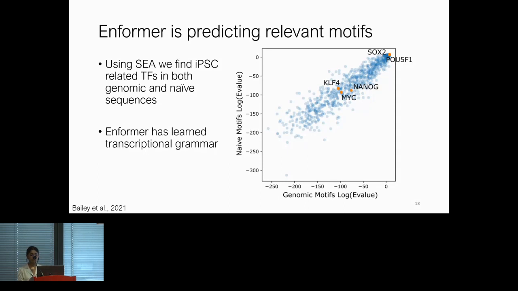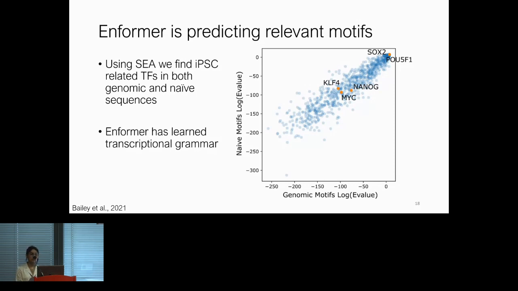And each point is a transcription factor from the JASPAR database. What's really interesting is we see three major pioneer transcription factors for iPSCs: KLF4, NANOG, and MYC. We do see SOX2 and OCT4, but they are not significant in this case. But this highlights to us that Informer has learned this transcriptional grammar. This was really encouraging to us.